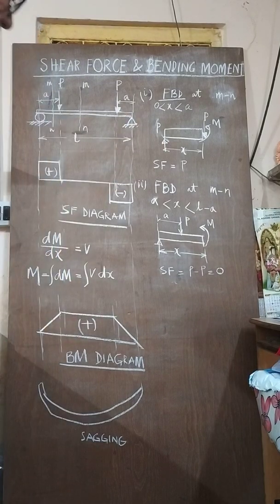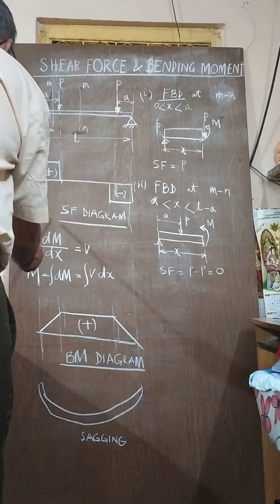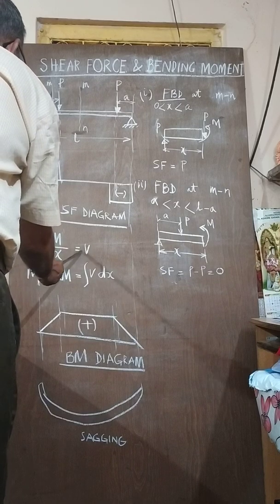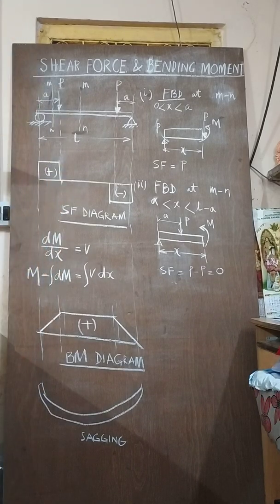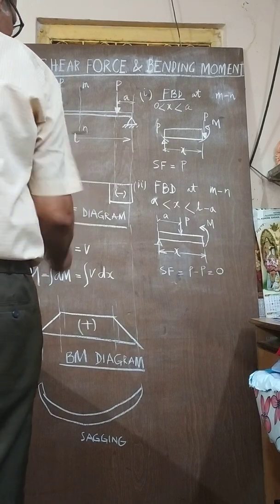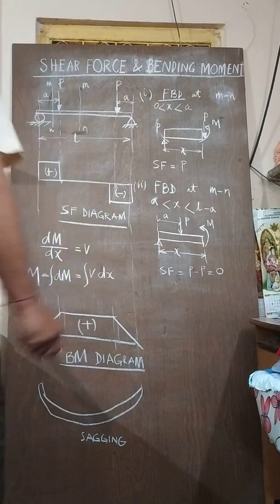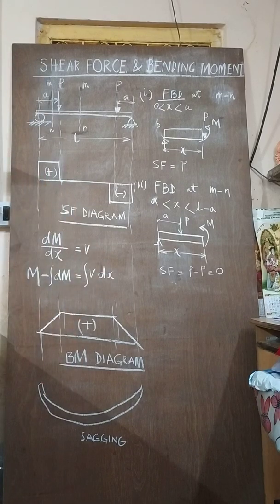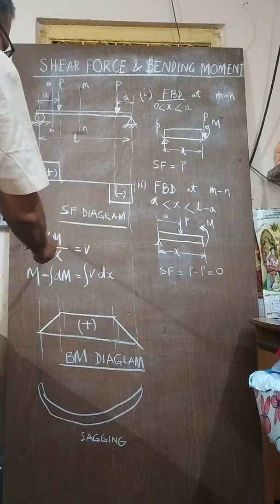Now we have to take a little bit of a different approach for the bending moment diagram, since we know that differentiation of bending moment, dM/dx, is equal to shear force. So once you do the shear force properly, which is a very important part, automatically the bending moment can be drawn. This is the principle of doing it.